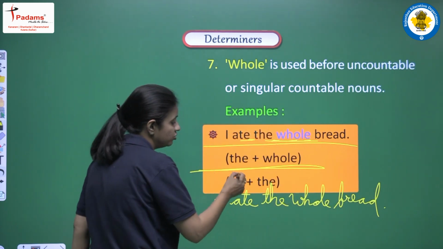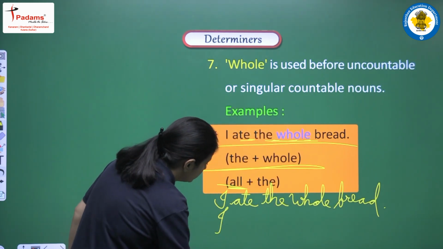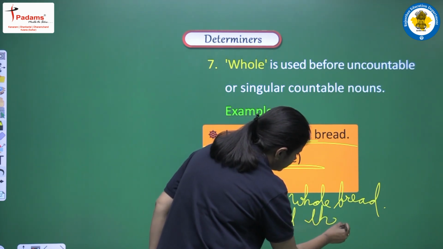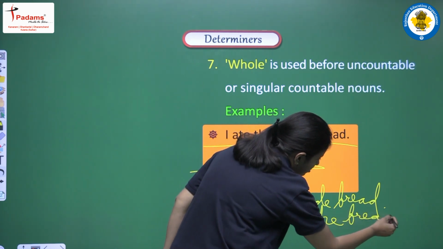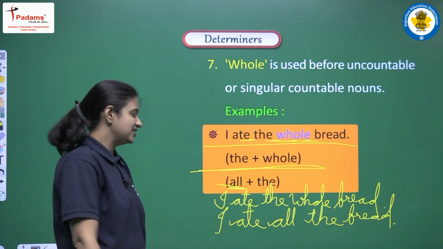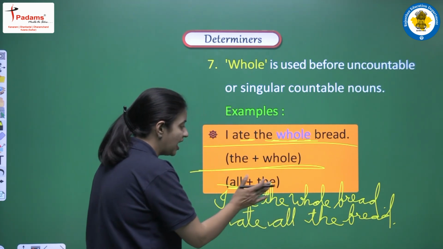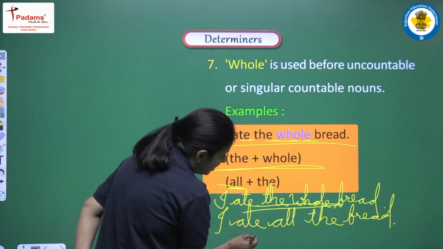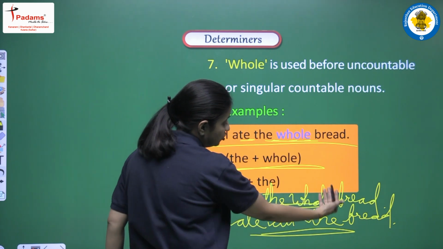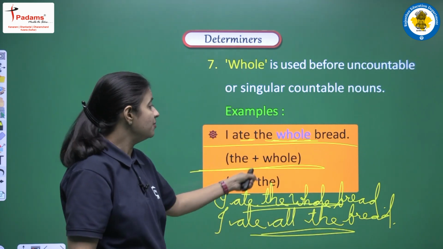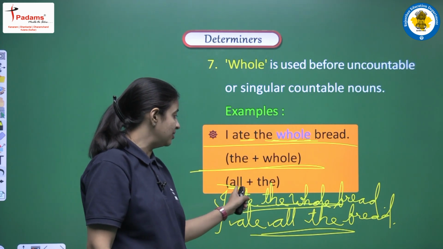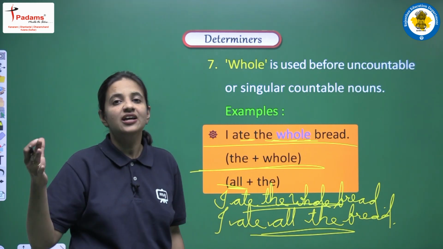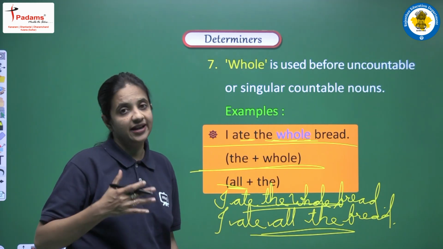And if we have to use all, what should be the structure? At that time we have to write: I ate all the bread. So now let's focus on the structure. I ate the whole bread: whole is used after the. And in I ate all the bread, all is used before the, right? So the plus whole, but if we are using a determiner before the, then we have to use all. So this is the difference in the structure between all and whole.